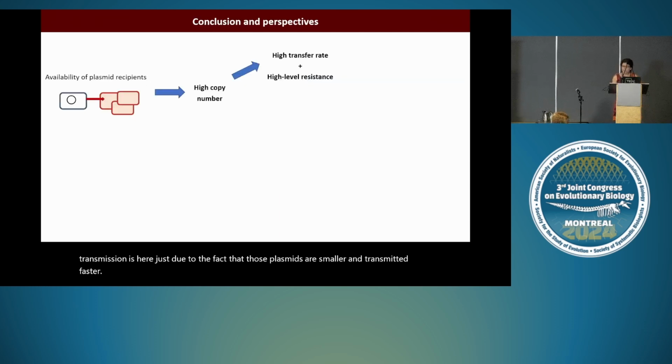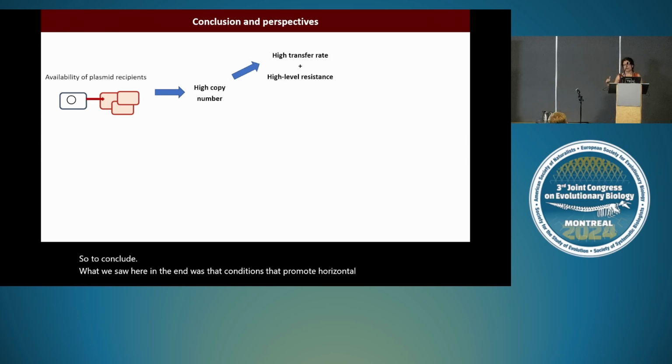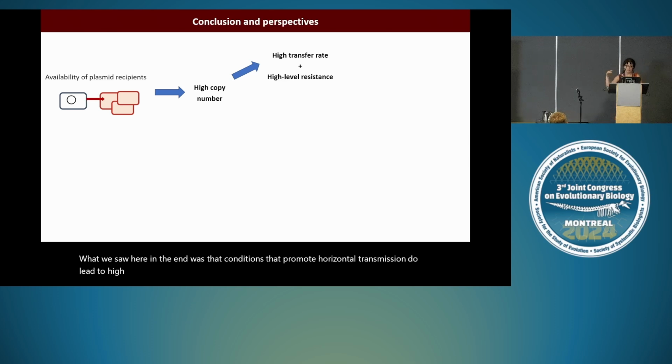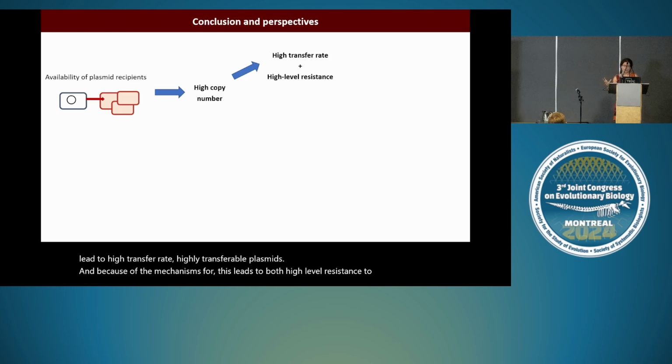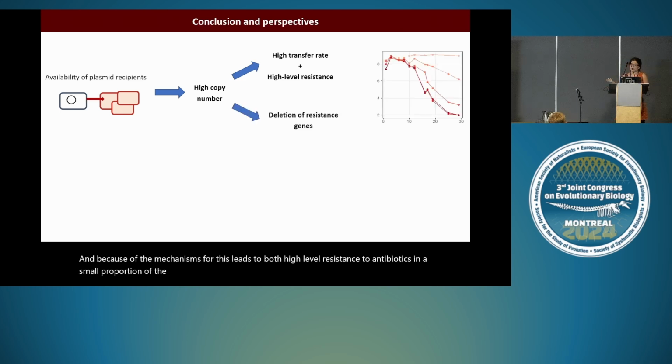So to conclude, what we saw here in the end was that conditions that promote horizontal transmission do lead to high transfer rate, highly transferable plasmids. And because of the mechanisms, this leads to both high-level resistance to antibiotics in a small proportion of the plasmids, but actually at the population level, mostly to a deletion of resistance genes and displacement of resistance by deleted plasmids.